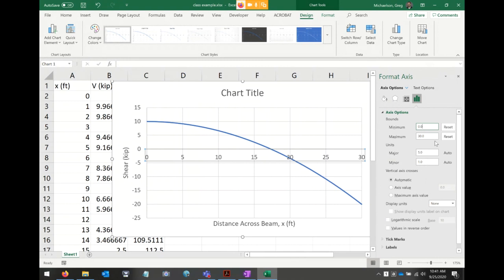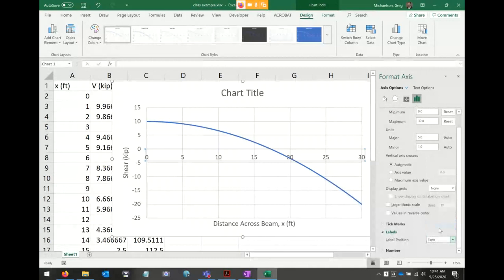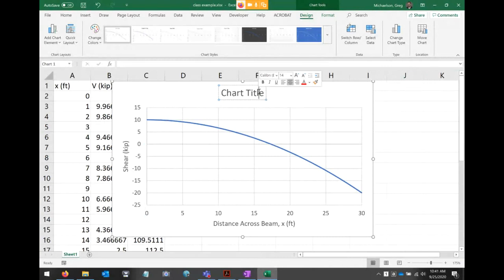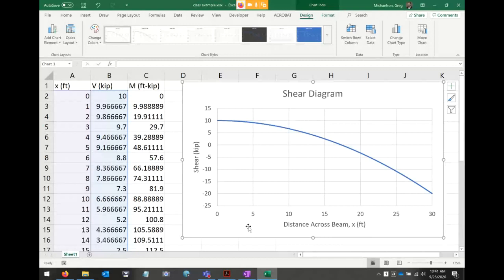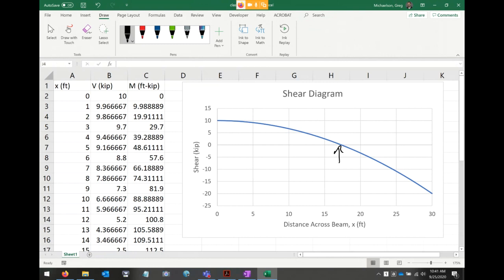And let's take the labels. Let's make them low, so let's put them down so they're not in the way. All right. And then let's call this shear diagram. Boom. There's the shear diagram. Now, one of the things to notice is that right here, that's where the shear equals 0. Okay. And notice how it's not 20 feet. It's something else. It's like 17 feet or something. I don't know. We're going to look at that here in a second. But that's the plot for the shear diagram.